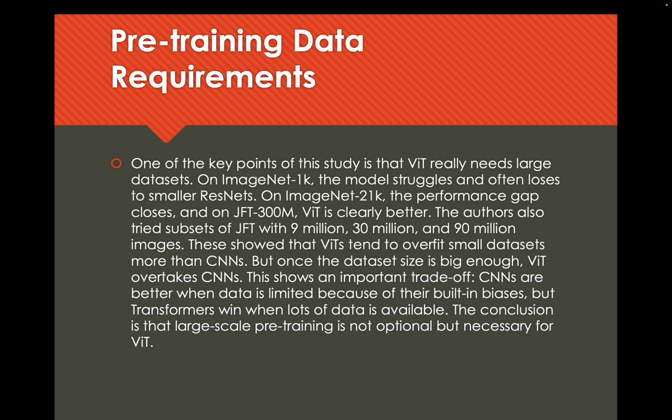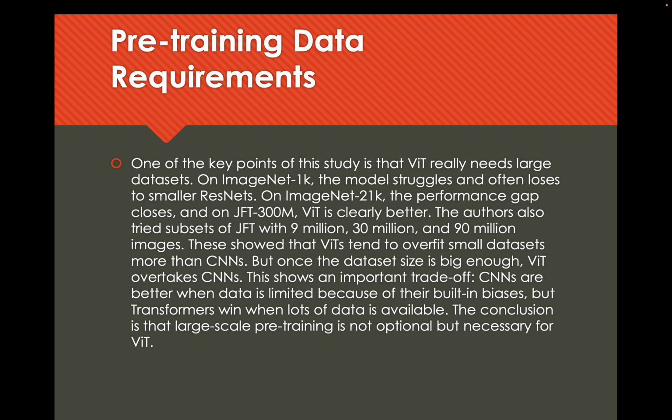The authors also tried subsets of JFT with 9 million images, 30 million images, and 90 million images. This shows that ViT tends to overfit small datasets more than CNNs, but once the dataset is big enough, ViT overtakes CNNs. This shows the importance of the trade-off.